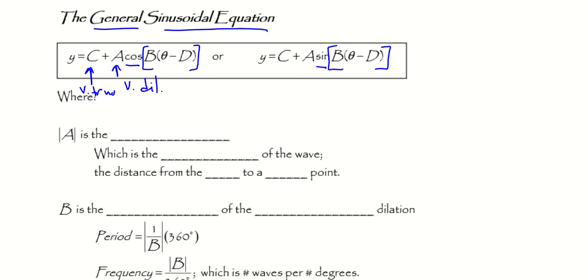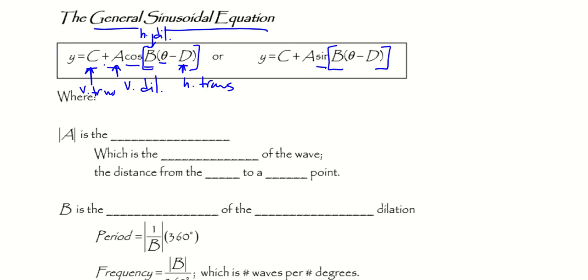Then within our function, we have our variable, which is theta instead of x. We have a number subtracted from that variable. That's going to give us a horizontal translation. And then we have a number that's being multiplied inside our function. That's going to give us a horizontal dilation. We're going to call those numbers C, A, B, and D.